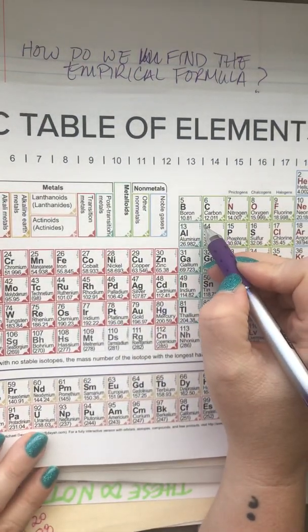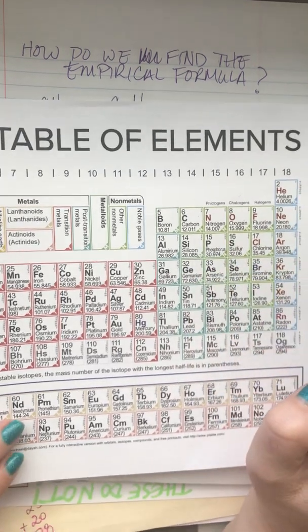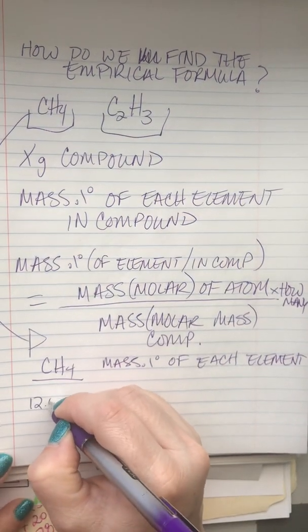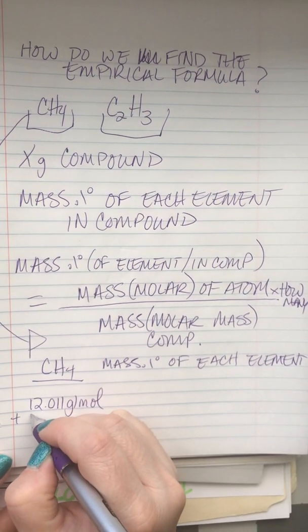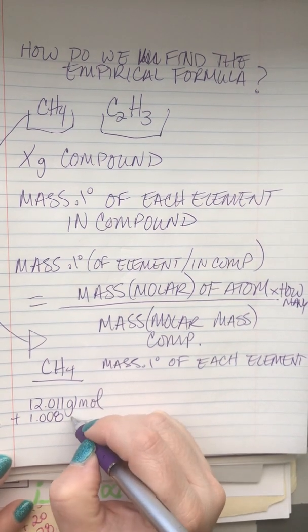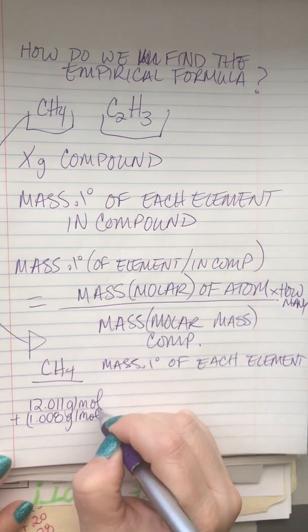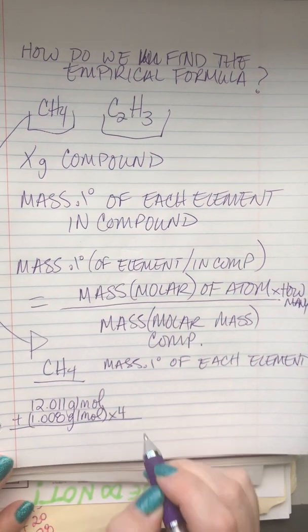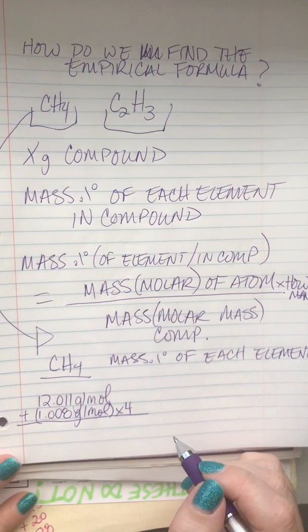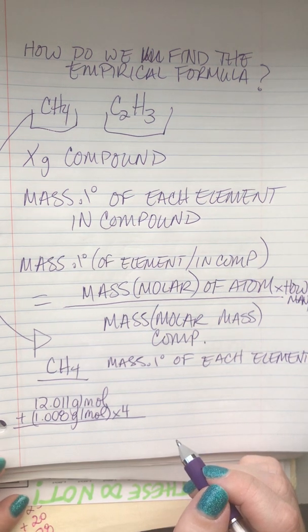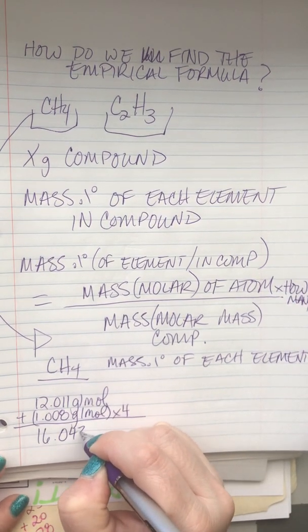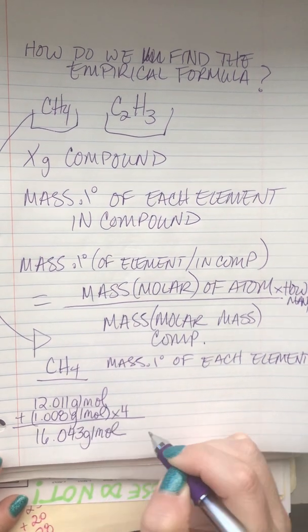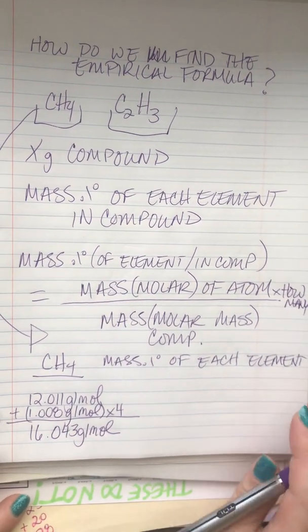So we have carbon has 12.011 grams per mole, and hydrogen has 1.008 grams per mole, and there's 4 of them, right? Oh, it's 16.043. Perfect. So that's the molar mass of the compound.